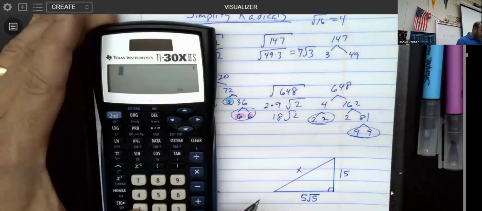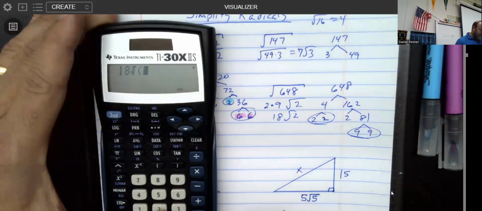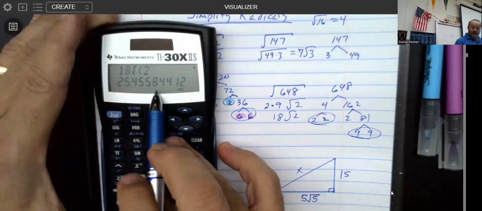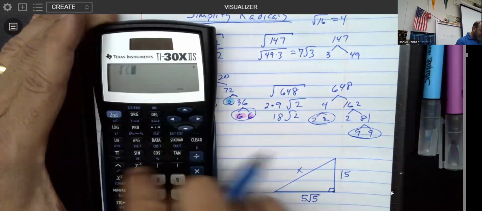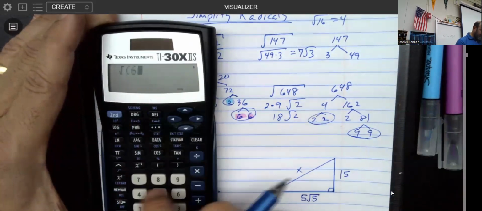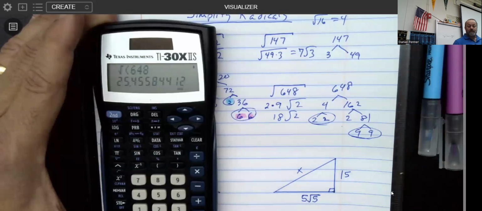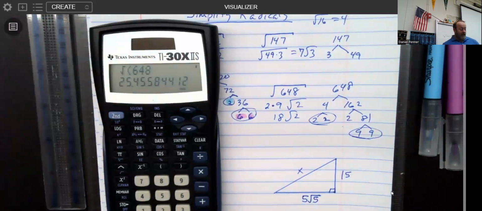Again, I want to double check that and look at what 18 roots of 2 is, and I got 25.45. I want to make sure that the square root of 648 is that same value. It was 25.45, so I feel like I did okay.